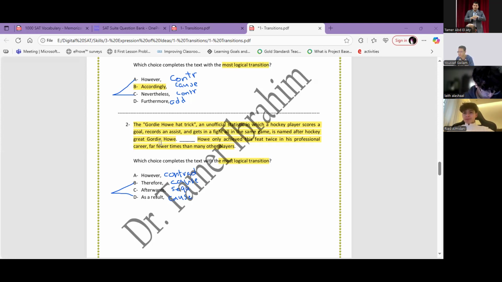Here he said what? The Gordie Howe hat trick, an unofficial statistic in which a hockey player scores a goal, records an assist, and gets in a fight all in the same game, is named after hockey great Gordie Howe.